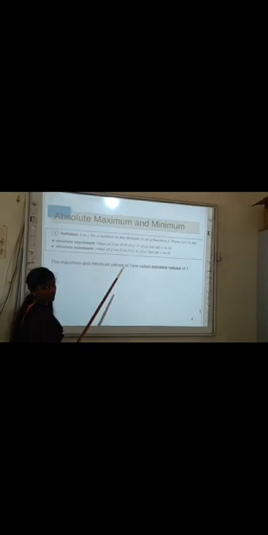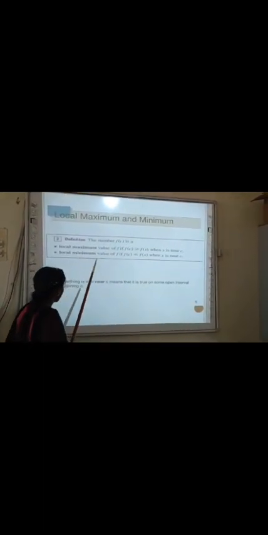My topic is absolute maximum and minimum. Definition: let c be a number in the domain D of a function f. Then f(c) is the absolute maximum value of f on D if f(c) is greater than or equal to f(x) for all x in D. The absolute minimum value of f on D is f(c) if f(c) is less than or equal to f(x) for all x in D. The maximum and minimum values of f are called extreme values of f.